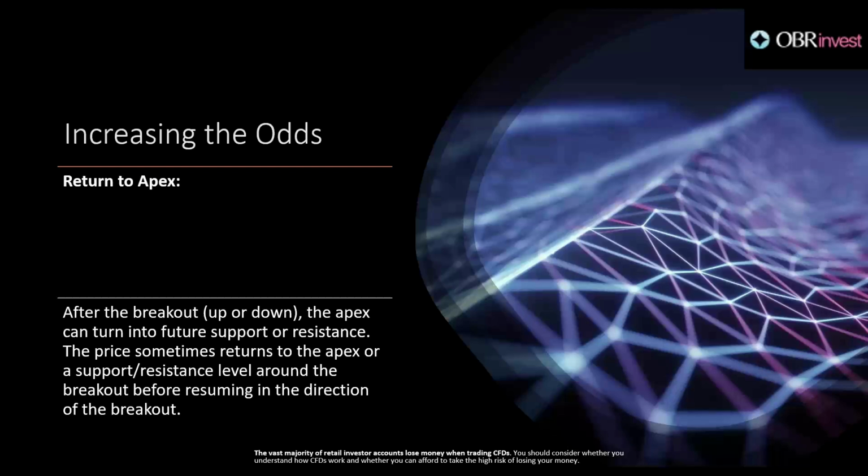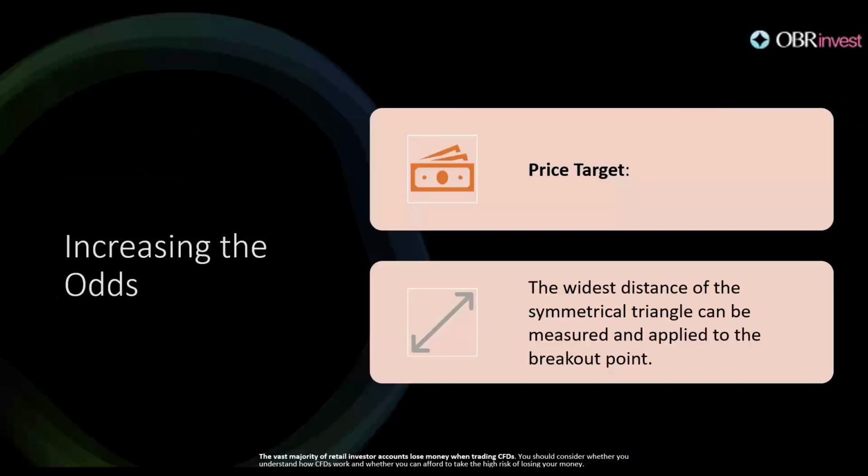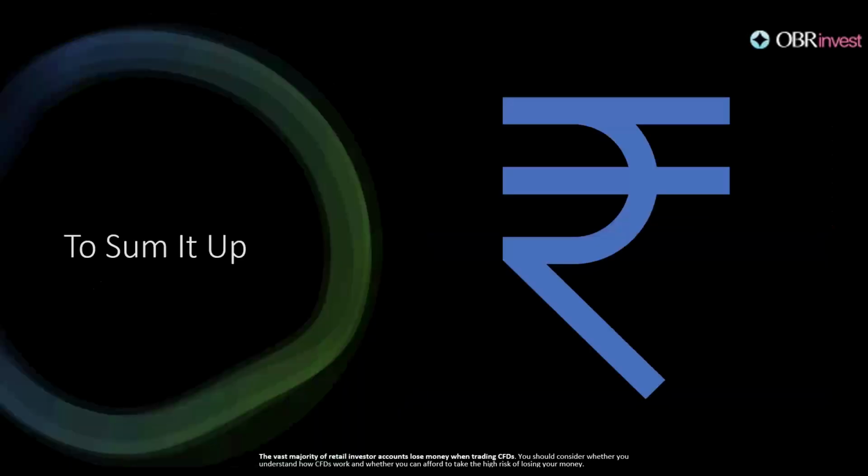So you saw in a couple of my live examples that price didn't just soar back up. By the time we got in, it moved a little bit sideways, dipped, but it didn't go back inside that resistance area. It didn't come down and close out because of your stop loss. Now remember, for price targets, the widest distance of the triangle can be measured and applied from the breakout point.